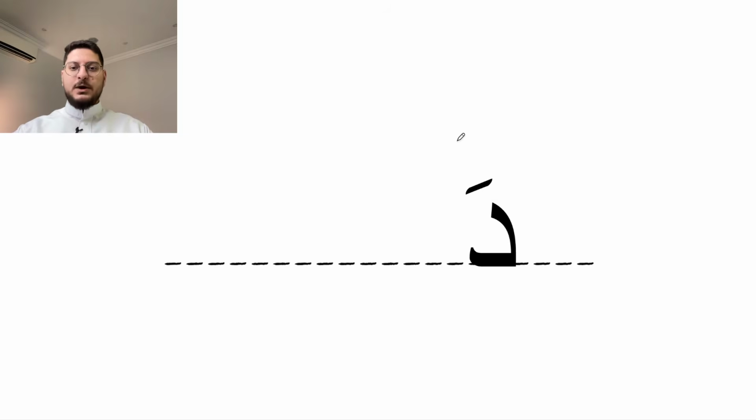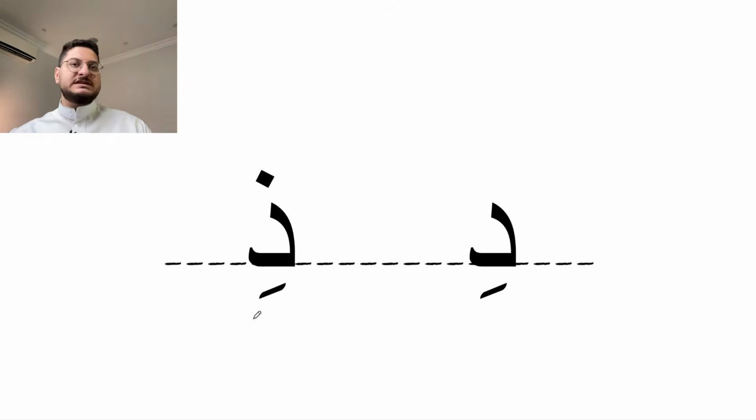Da. However, there's another letter in Arabic that looks very similar to the da, but has 1 dot on top, and this is the, as in the word that in English. Now, what about this one? The, perfect. And this one is the, as in the word these in English. What about this one? This is do. And then the one with the dot would be thu.